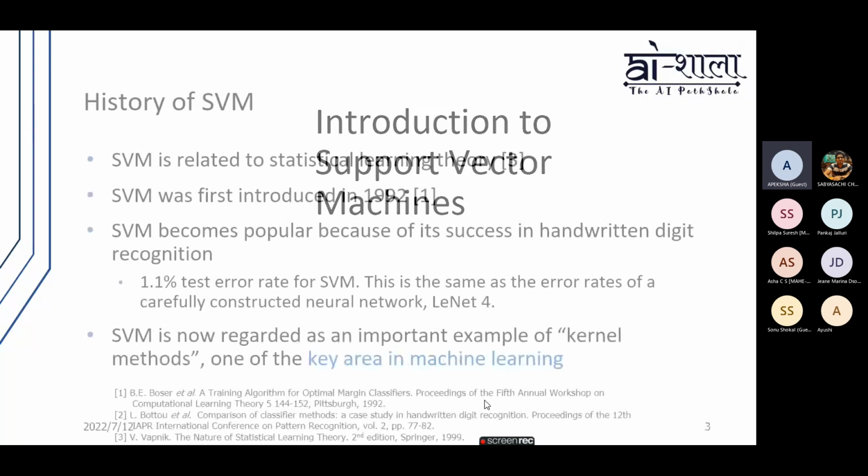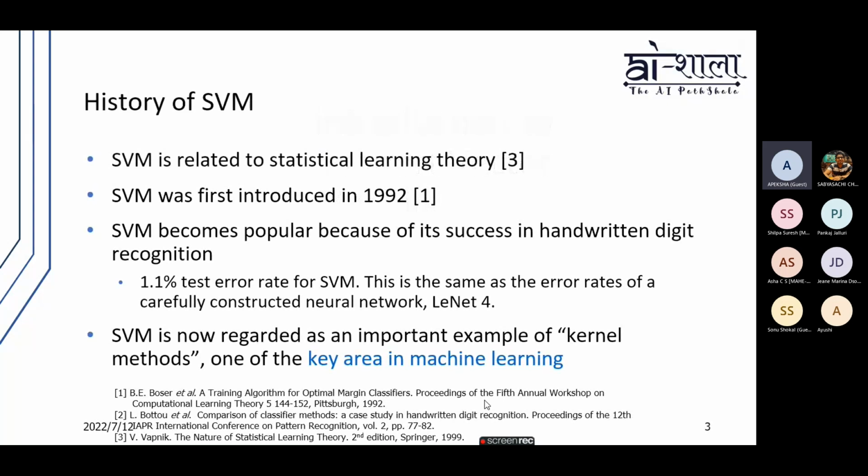Okay, so let's start with the history of SVM. SVM is related to statistical learning theory, and it was first introduced in 1992. SVM became popular because of its success in handwritten digit recognition. It's a very old problem, but it's still in use today. In today's scenario, SVM also works really well in certain cases, and I'm going to talk about what those special cases are.